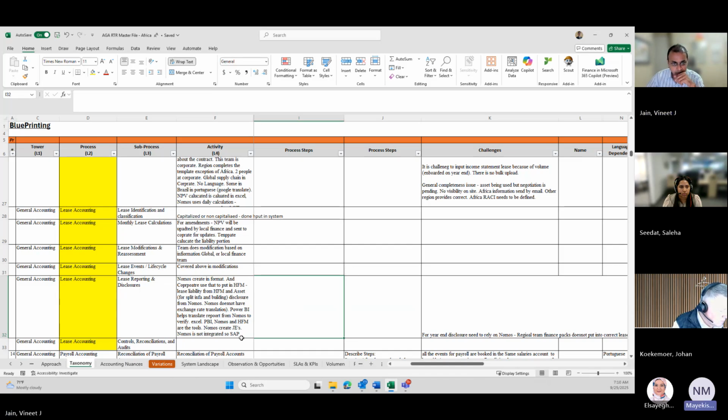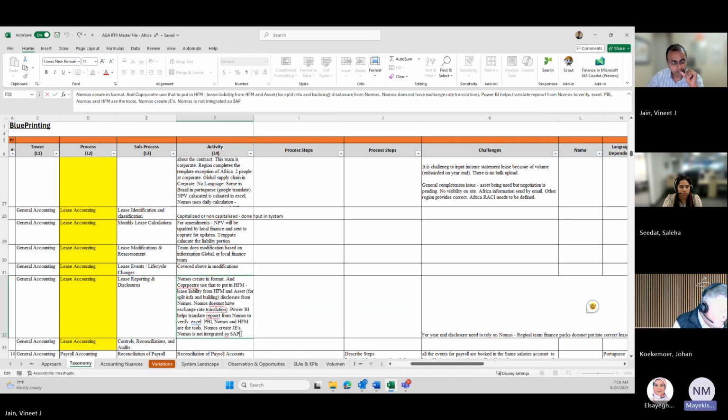So monthly it will be journals, and then on a half-year basis it will be disclosure, and then for year end as well it will be disclosure. Disclosure is half year. Yeah, in our half-year report we include the reconciliation for the lease liability. We don't do the asset disclosure at half year. But then at year end we do both. So half year we only do lease liability. We don't do the asset.